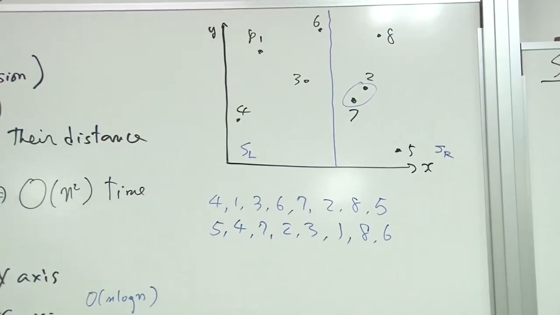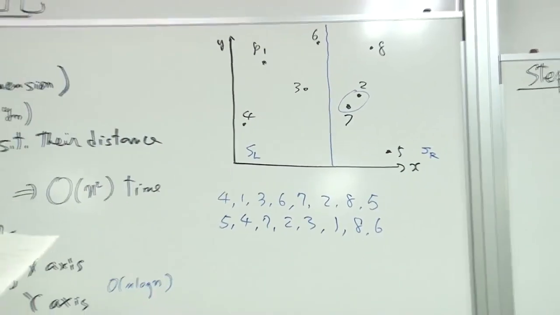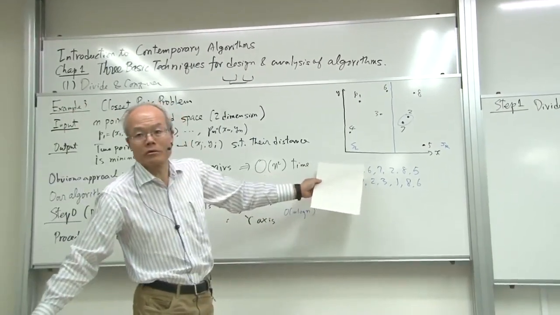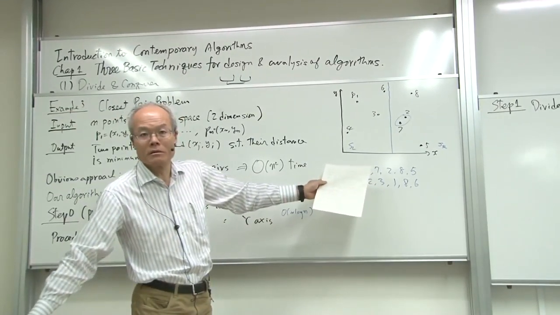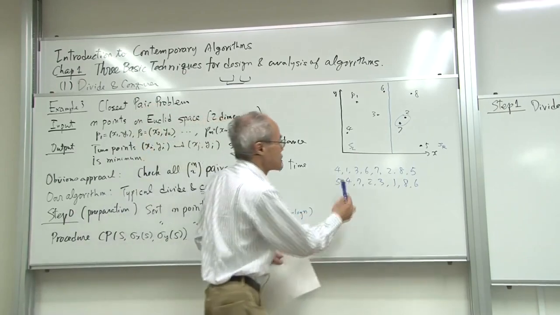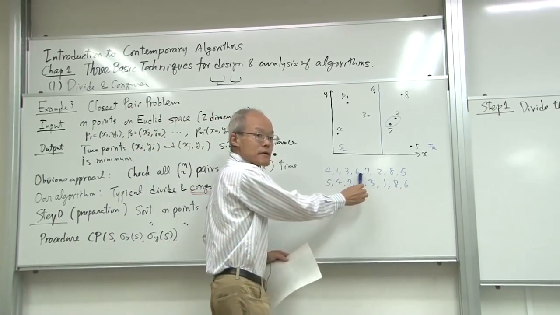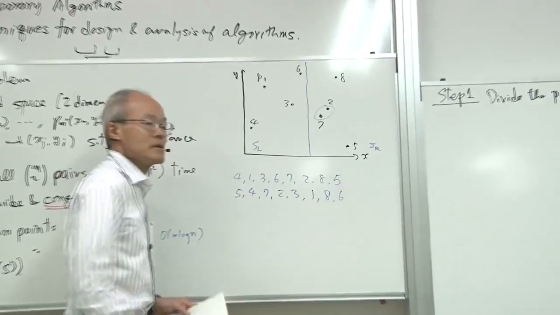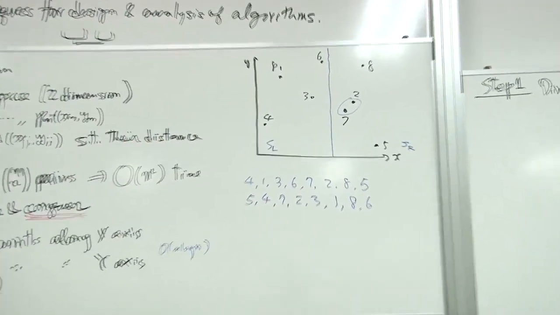Okay? Of course, this is pretty easy, because we have this sequence sorted along the x-axis. So just the first half becomes S L, and the second half becomes S R. So this is pretty easy. Okay?